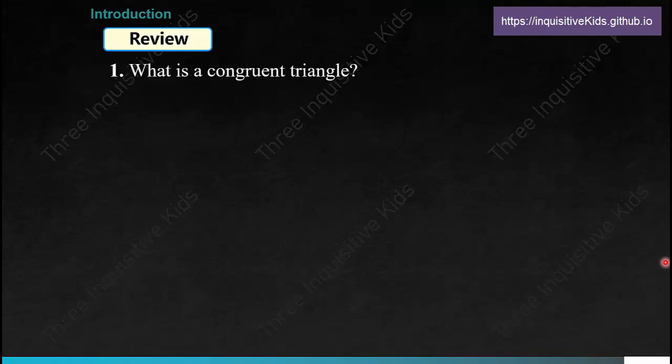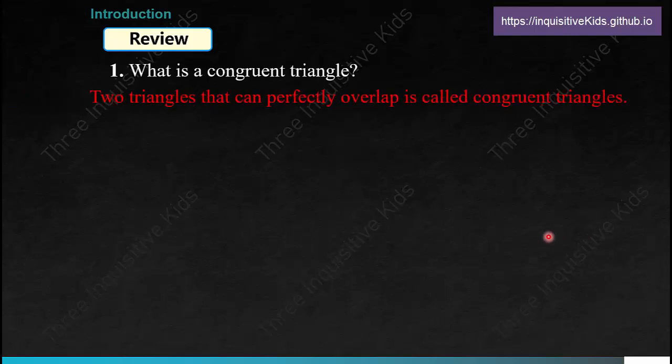So, last time we learned all about the definitions and properties of congruent triangles. And in this quick review, I want to quickly ask you, what is a congruent triangle? The answer is that two triangles that can perfectly overlap are called congruent triangles. Remember, when we say perfectly overlap, it is when you put them on top of each other, their sizes are exactly the same, but their colors, what they look like, does not matter. It's just their size and their area.